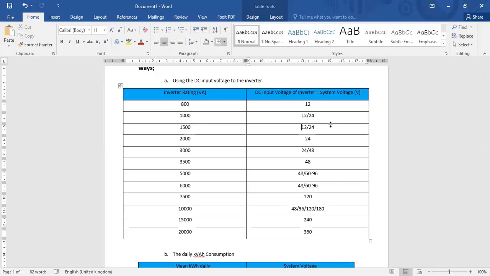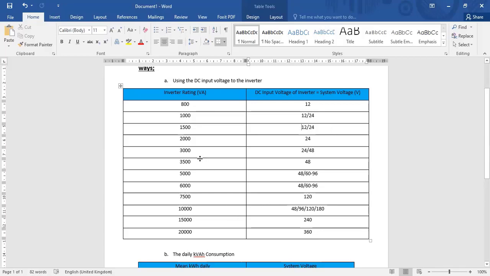If you have a 1500 VA inverter whose DC input voltage is 12, that means you can use a single 12-volt battery and the inverter is going to work. But if you go to the market and buy a 1.5 kVA inverter rated for 24, you will agree with me that a single 12-volt battery won't work for it. The minimum you have to buy is two 12-volt batteries, so that you can connect them in series to give you 24 volts, which is the system design voltage, the DC input voltage that the 1.5 kVA inverter can work with.